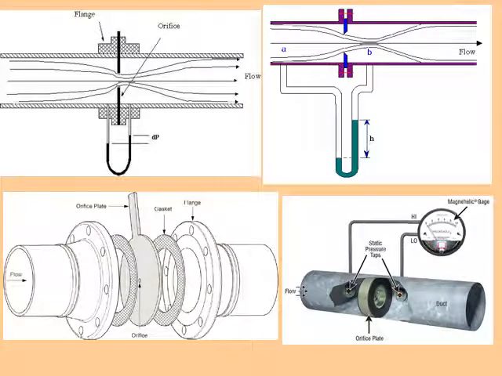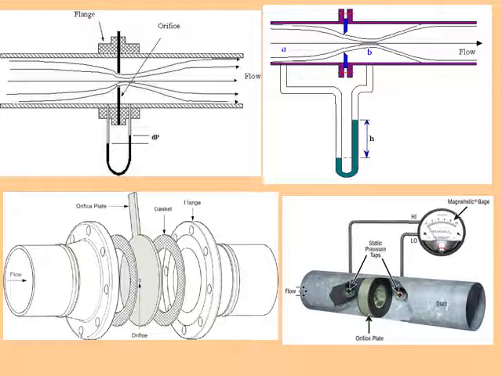In this one, in between the pipe, an orifice plate is coupled by using the flanges. These are the pipe flanges, and in between the flanges this orifice plate is inserted, and there are two openings in that pipe section, in order to connect them to a U-tube manometer.